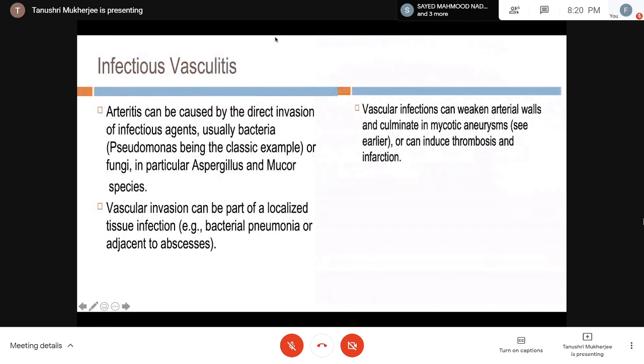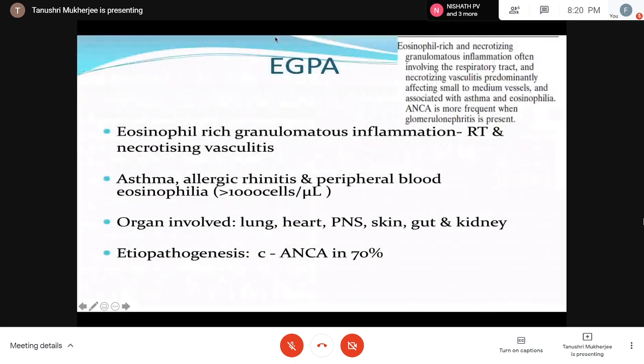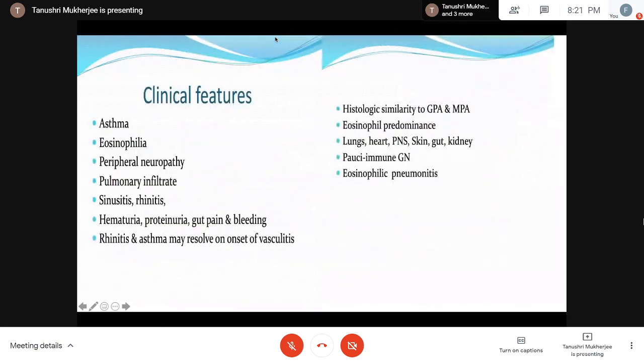Then infectious vasculitis: pseudomonas, fungus, bacterial pneumonias can all precipitate. Then eosinophil-rich granulomatous inflammation and necrotizing vasculitis associated with ANCA. In 70% of cases, they are associated with ANCA. Clinical features: asthma, eosinophilia, peripheral neuropathy, pulmonary infiltrate. Histologically, it is similar to granulomatosis with polyangiitis and microscopic polyangiitis. There's eosinophilic pneumonitis and pauci-immune glomerulonephritis.